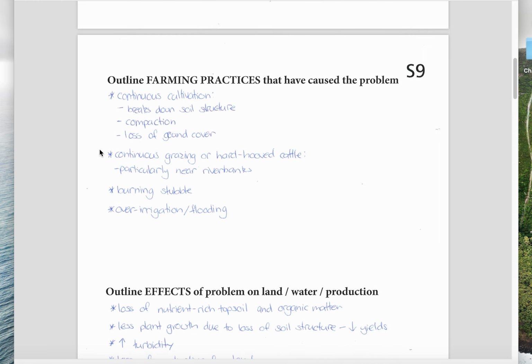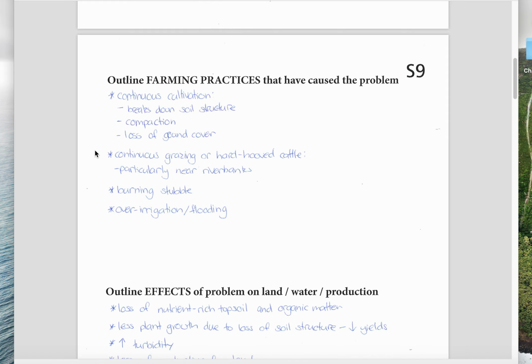So what are some farming practices that have caused these problems? Basically continuous cultivation, when we're constantly plowing the soil, breaks down the soil structure over time. It tends to leave less ground cover on the surface. It can also lead to compaction, and as soon as you get water or wind hitting soil that doesn't have much ground cover and has a broken down soil structure, that is like a perfect recipe for erosion to occur.